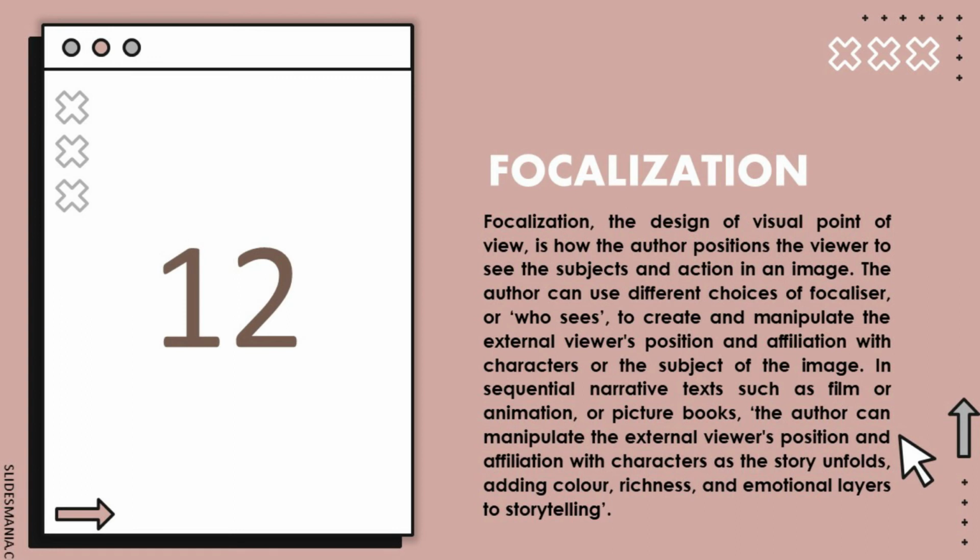Focalization, the design of a visual point of view, is how the author positions the viewer to see the subjects and action in an image. The author can use different choices of focalizer, or who sees, to create and manipulate the external viewer's position and affiliation with characters or the subject of the image. In sequential narrative texts such as film or animation, or picture books, the author can manipulate the external viewer's position and affiliation with characters as the story unfolds, adding color, richness, and emotional layers to storytelling.